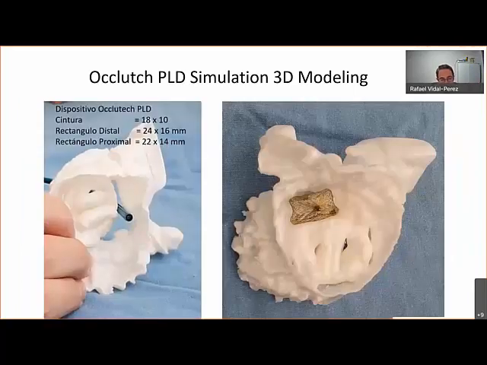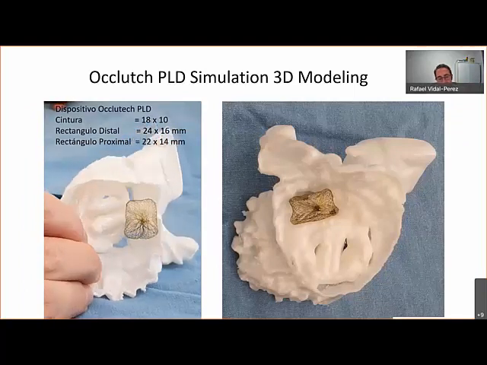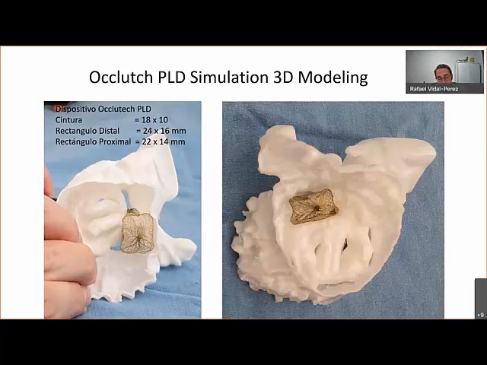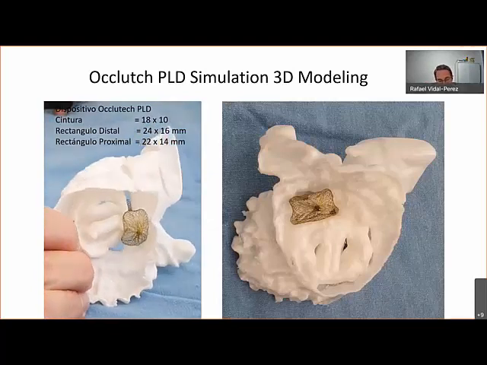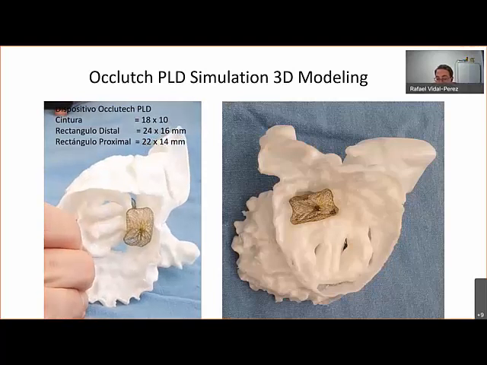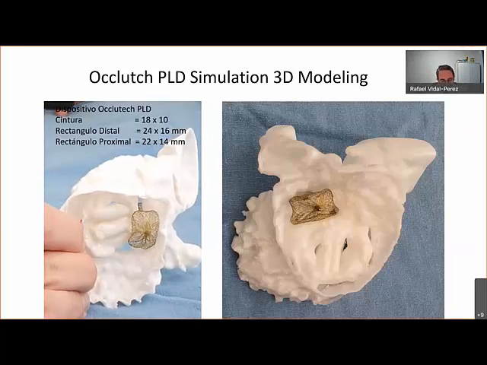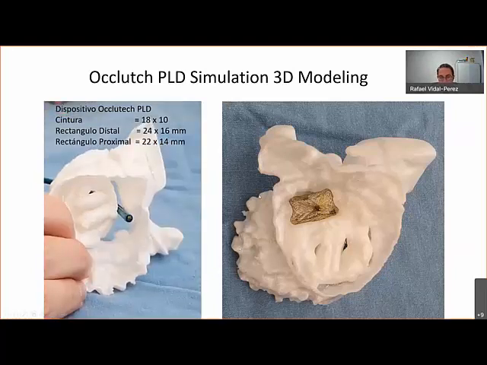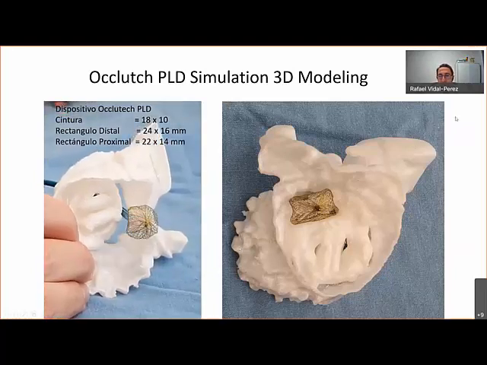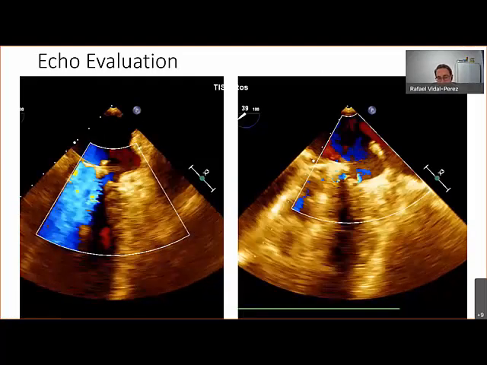So one strategy, as you see, we have the model, we can see what is going to happen with this device that we are going to use. We could think exactly where is the right place to deliver the device. And as you see, you can see how they are trying in the 3D model, if it's attached correctly or not, and if it will detach in a correct way or not. And then you will see also how it's during the procedure.